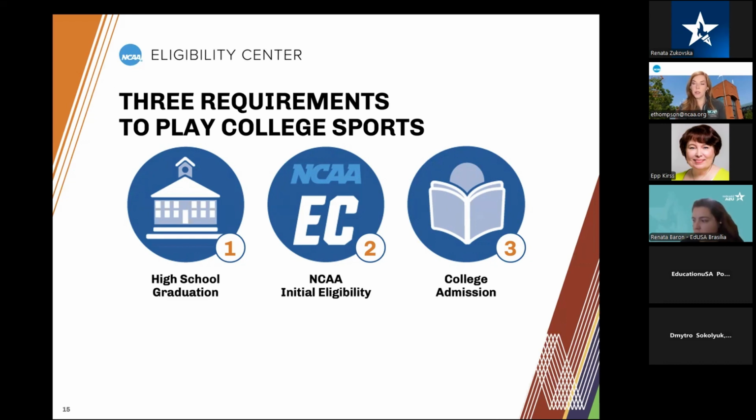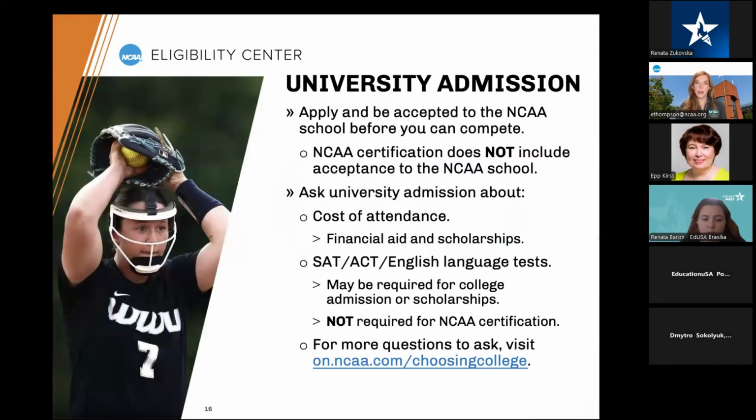And then the third piece, which is also separate from the first two, is the college admissions process. I'll talk more about that on the next slide. It's important to know that just because you are deemed eligible by the NCAA to play a sport and to compete on a team at an NCAA school does not necessarily mean that you're admitted into each of those schools. The admissions process is separate from athletics eligibility.